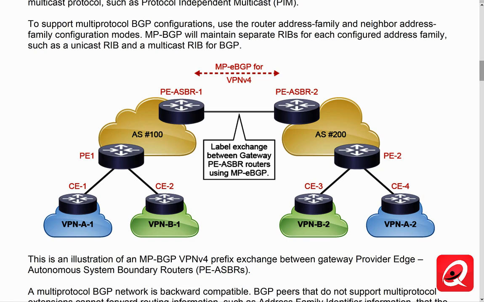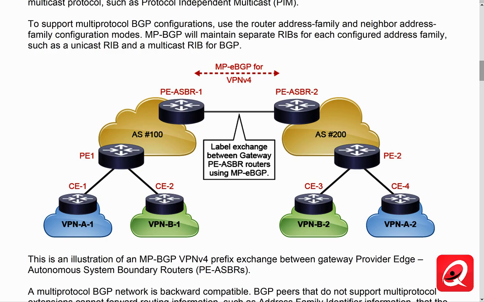So if we have VPN A1 and VPN A2, that might be customer A. VPN B1 and VPN B2 might be customer B. But those customers might be using the same RFC 1918 address space. So the VPNv4 prefix is what allows us to identify the difference between those different customers. And that's how we exchange that information. Like I said, we're going to have virtual route forwarding configured on these PE routers. We'll have a global routing table, which allows us to route across the provider's network. And then we'll have the individual VRFs that are assigned to each of the customers with those route distinguishers, to be able to uniquely identify those customers.